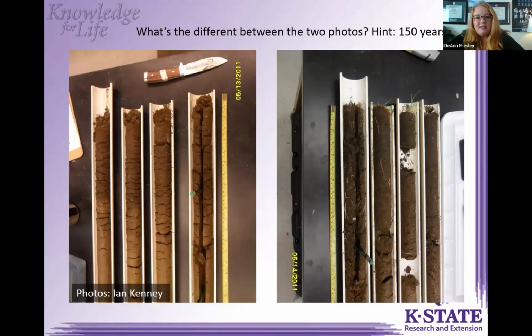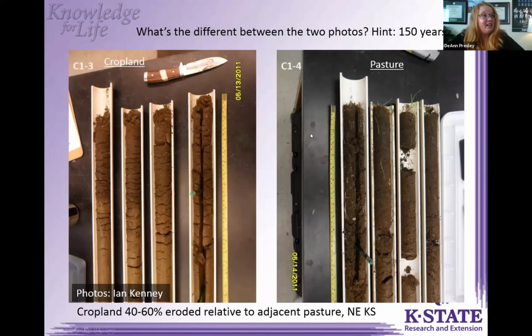So what's the difference between these two photos? If you look at the one on the right, the one on the left, thinner topsoil, yellower looking subsoil, a little higher in the profile. And these were taken under the same lighting conditions. So the difference between these two photos is about 150 years. So we've got cropland and then just over the fence in a pasture that was never farmed. So this is a pretty consistent number that cropland is usually 40 to 60% eroded compared to an adjacent pasture.